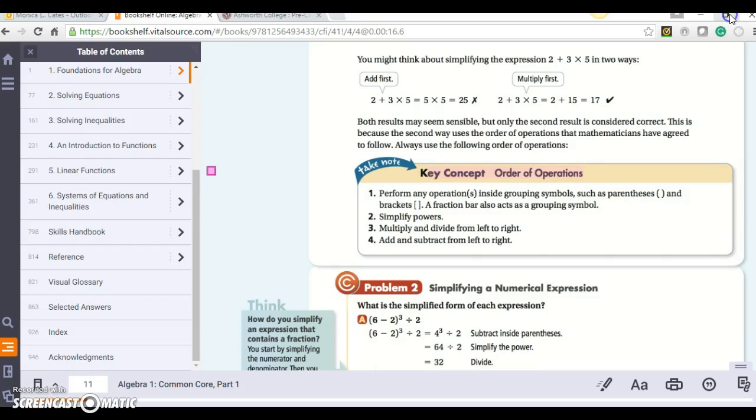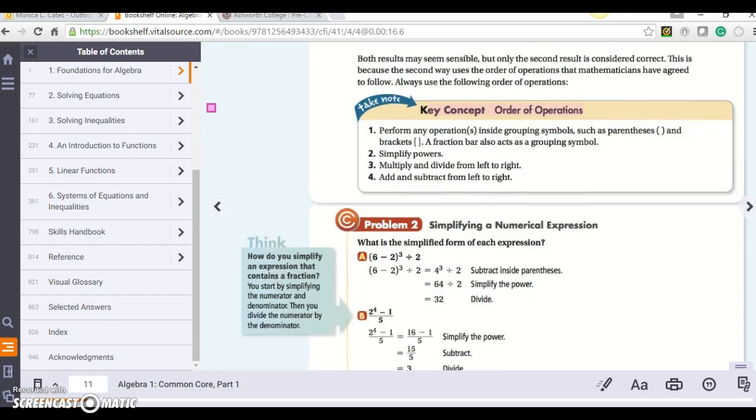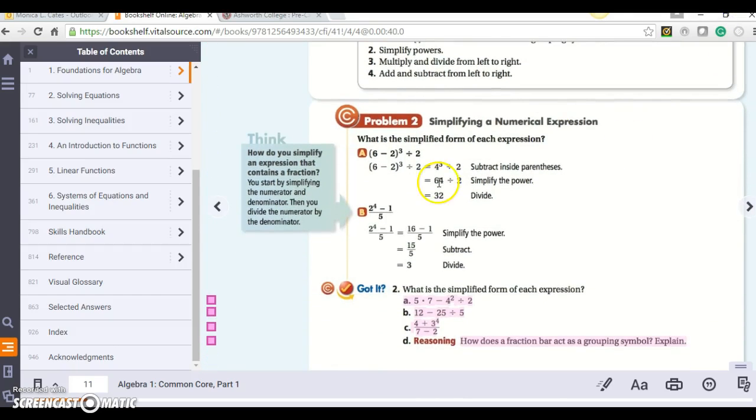So let's look at the example problem. It says, what is the simplified form of each expression? So I have 6 minus 2 to the third power divided by 2. Well, we already know that the first thing that we need to do is in the parentheses, because that's what we do when we do order of operations. We do parentheses first. So in my parentheses, the first thing I'm going to do is 6 minus 2, which gives me 4. 4 to the third divided by 2.